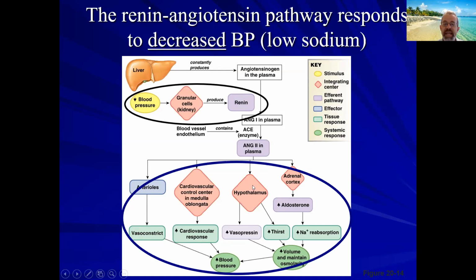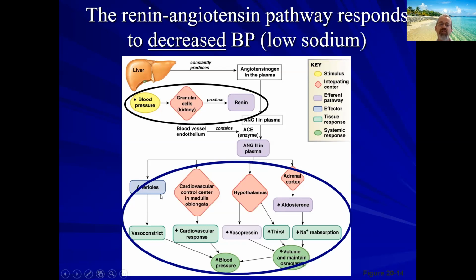It acts on the hypothalamus to increase the production of vasopressin. Vasopressin, we're going to talk about that shortly. This is actually a hormone that promotes the uptake of water to increase blood pressure. We also increase our thirst sensation because quite often if our blood pressure is low, that means our blood volume is low. So one way we can increase our blood volume is by drinking.